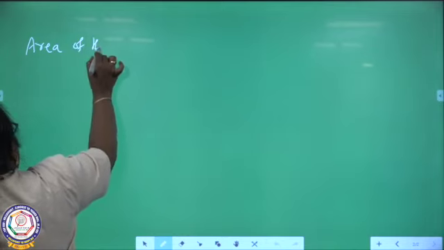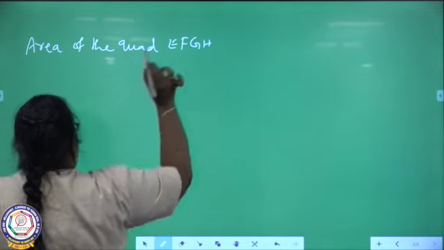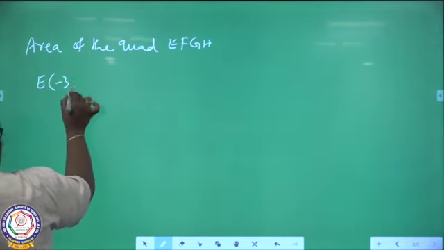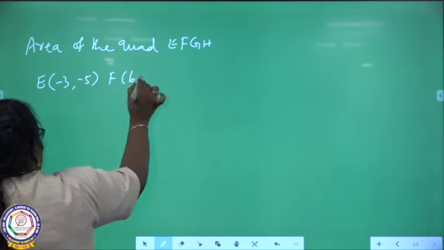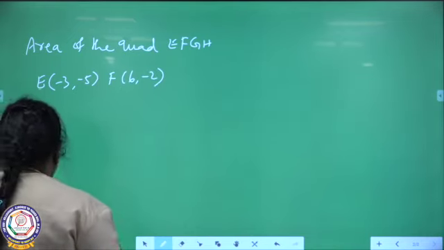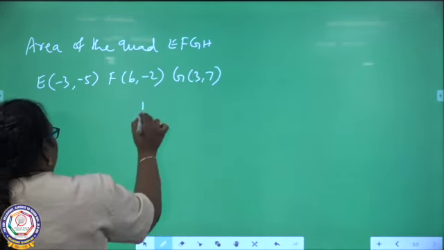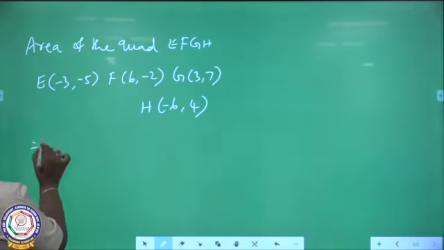Then you can see the area of the quadrilateral EFGH. What is the value of EFGH? E value is minus 3, minus 5, F is 6 comma minus 2, G is 3 comma 7. What is the value of H? Minus 6 comma 4. The same thing you can proceed.